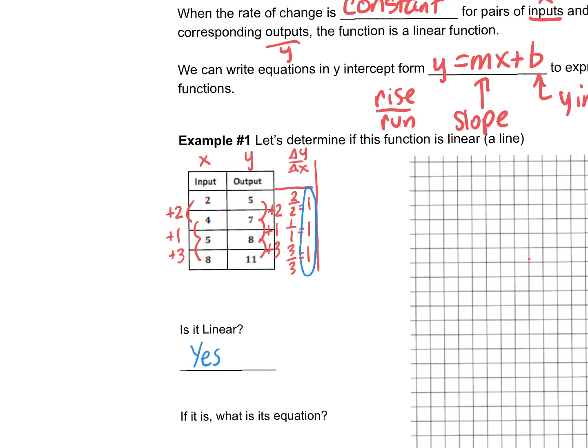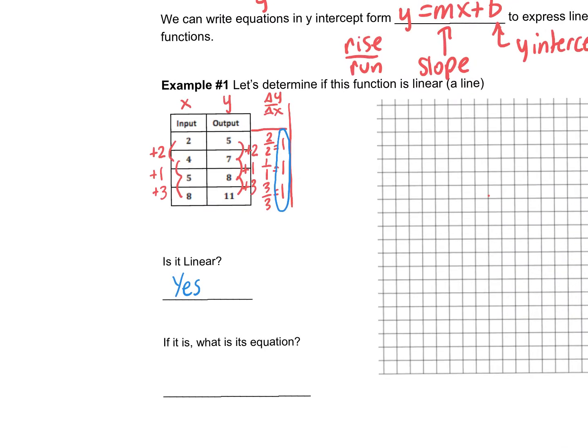If it is, we can write an equation. We're able to do that. So we would find our slope, which we did. It's y equals mx plus b, but we found our slope to be 1. So our slope is 1. So you would say y equals 1x.